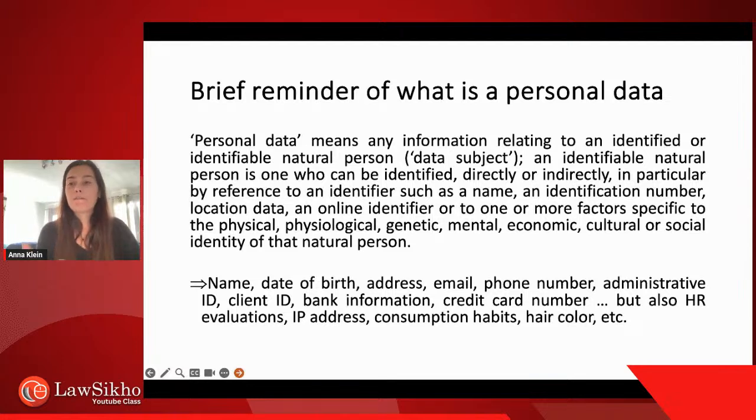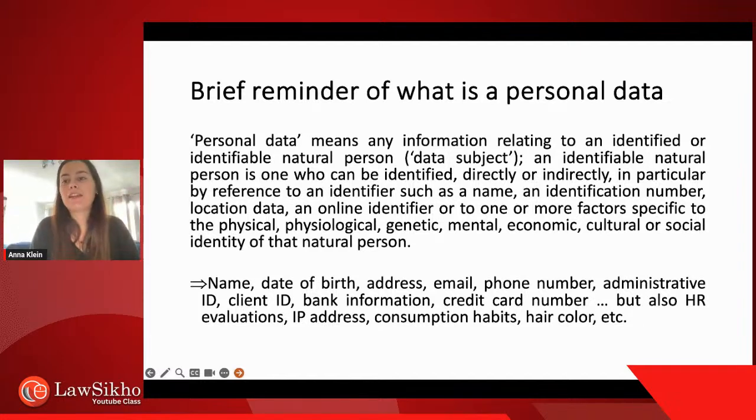But if I'm giving you just a phone number and you don't know whose phone number it is, so the person is not identified, it is still considered to be personal data because it relates to an individual and indirectly this person could be identified. So this is the definition of an identifiable natural person: one who can be identified directly or indirectly. And the indirectly part is really broad again.